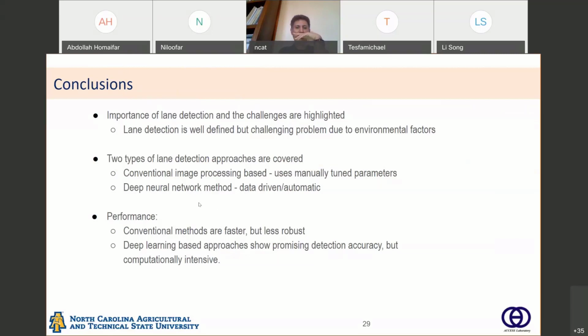Deep neural methods might be slow, but they seem to work really well compared to conventional image processing techniques. Performance-wise, conventional methods are usually faster, though of course it depends on implementation, whereas deep learning-based methods are in general slow, and they usually require GPUs in order to accelerate the inference time.